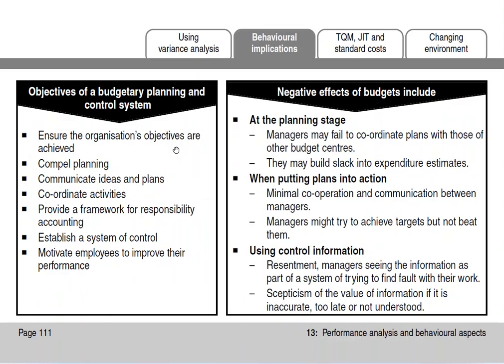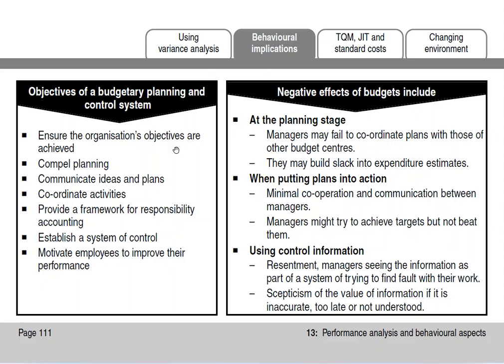Okay, behavior implications, objectives of budgetary planning and control. So why do we have budgets and control system? The main purpose: ensuring that organizations' objectives are achieved. Remember, budgets are those objectives divided into plans. We explained that, we studied that in the previous video.